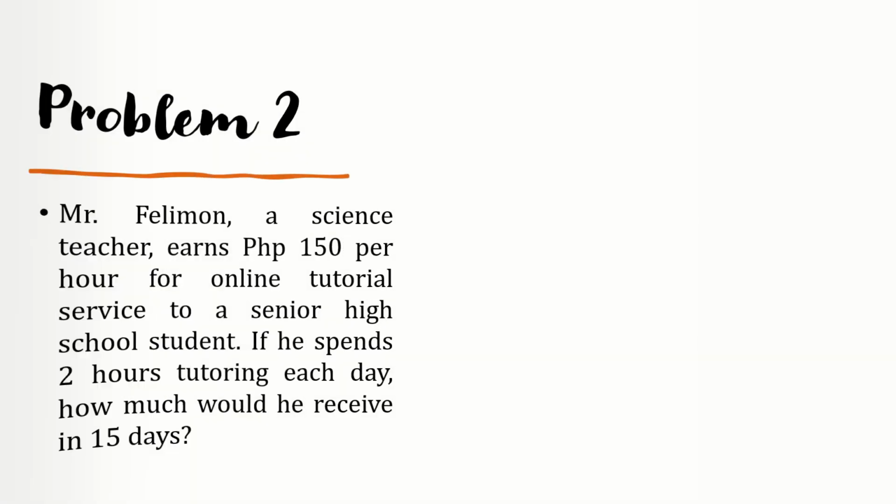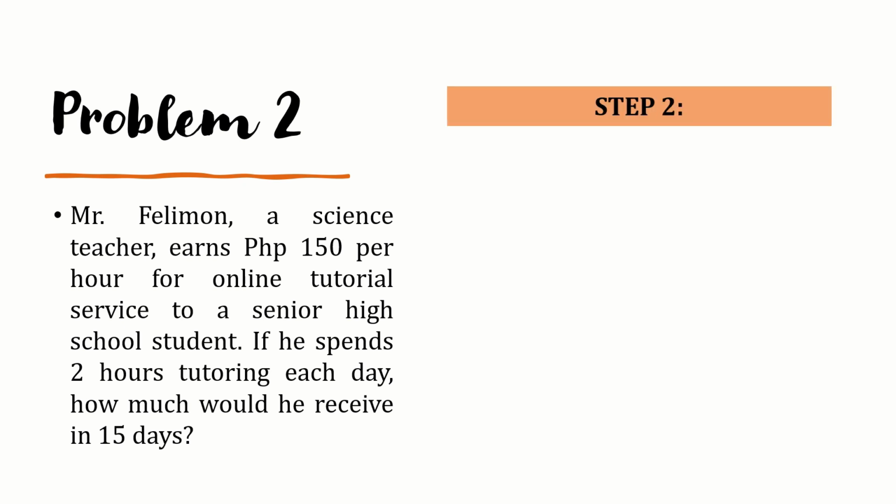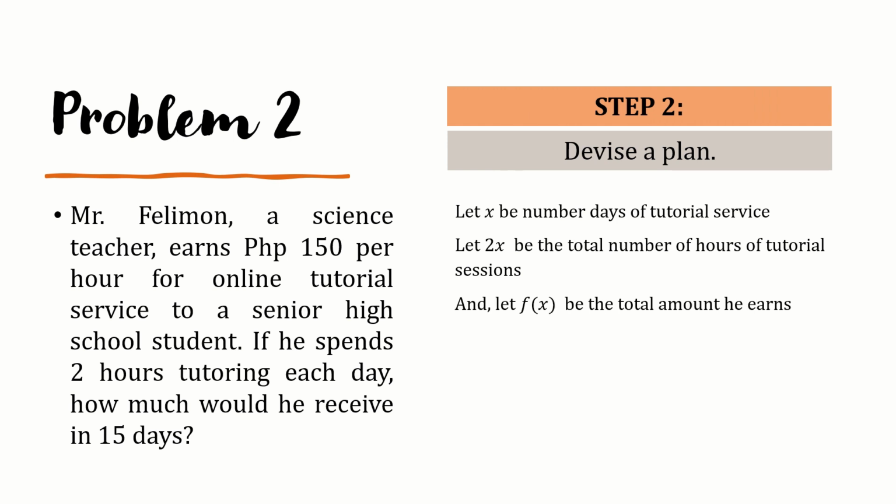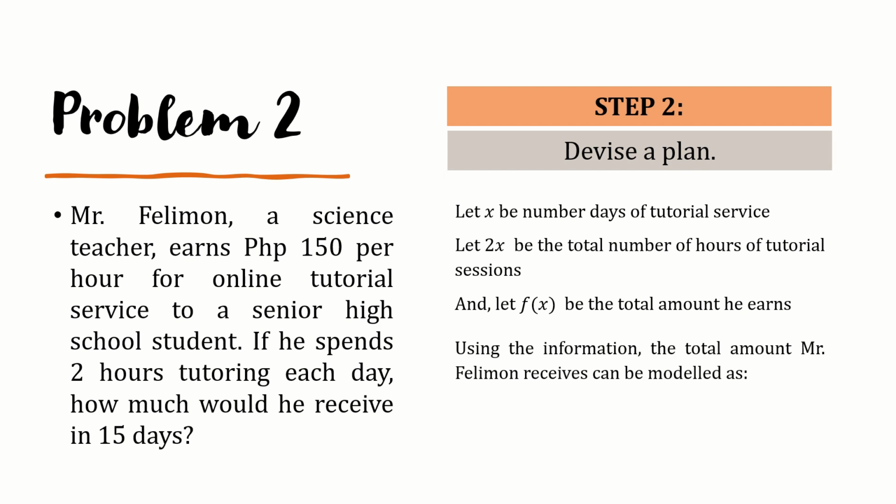Step 2. Devise a plan. Let X be the number of days of tutorial service. Let 2X be the total number of hours of tutorial sessions. And let f of x be the total amount he earns. Using the information, the total amount Mr. Philemon receives can be modeled as f of 2x equals 150 times 2x.